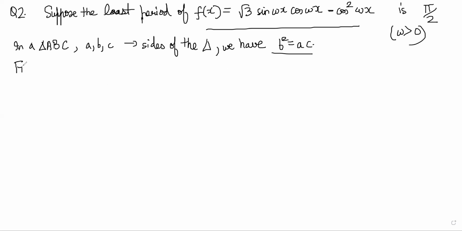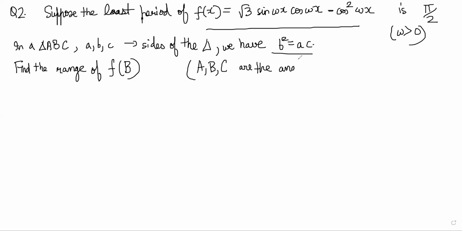We have to find the range of f(B). Here capital B, as usual, capital A, capital B, and capital C are the angles of triangle ABC. We have to find the range of values of f(B), right? So in order to do that, we have to first identify what this function is.